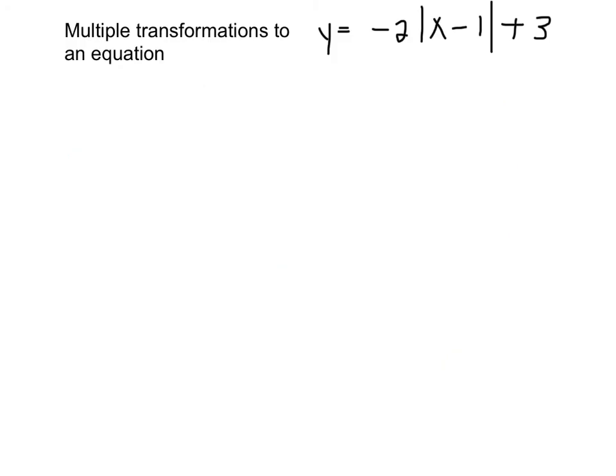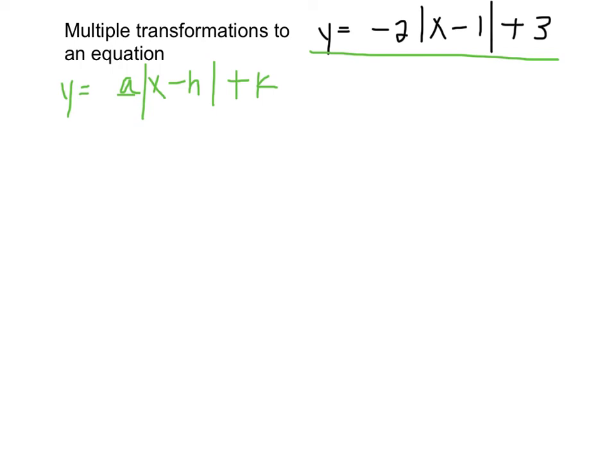So now that we've covered both translations and transformations, we're going to be combining them both into one equation. So we're going to be using the full form of y equals a times the absolute value of x minus h, plus k. And this a is our constant multiplier, as we've just covered. So in our example, we have y equals negative 2, the absolute value of x minus 1, plus 3. So we start with our parent graph and we transform it from there.